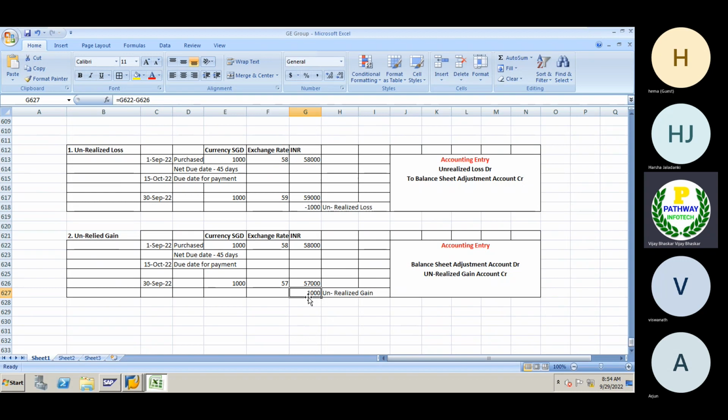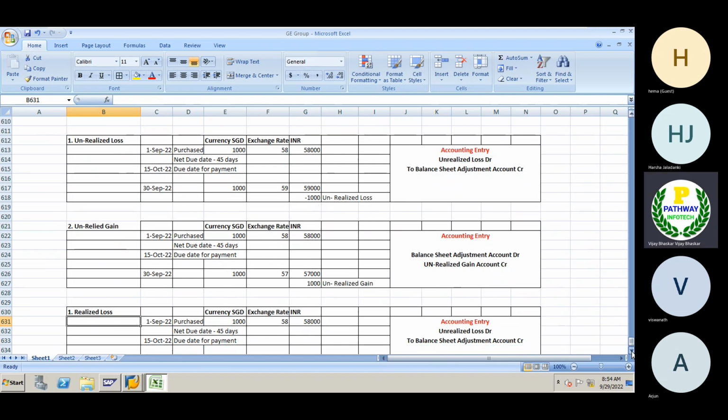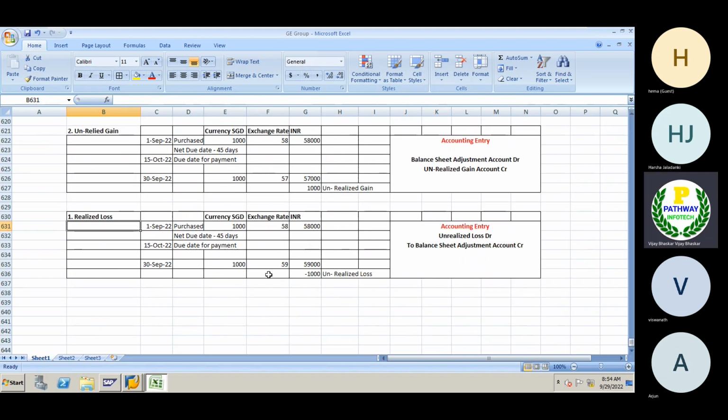Now I'll take the same example. Scenario number 3 is the realized loss. It's not the unrealized, it's the realized loss. Here you just forget about the month end. Now the due date will come into the picture when we perform the realized. On 1st of September we have purchased at 58.